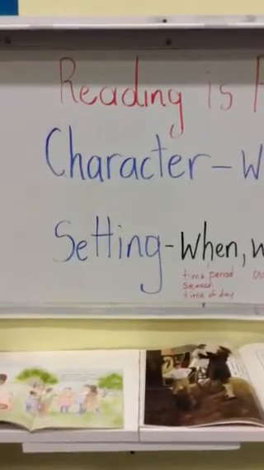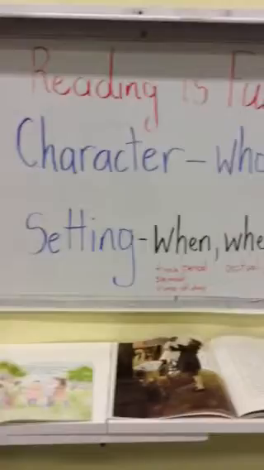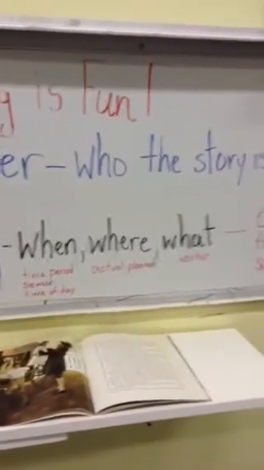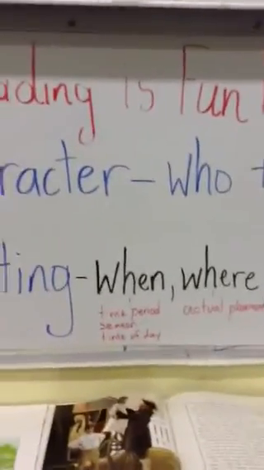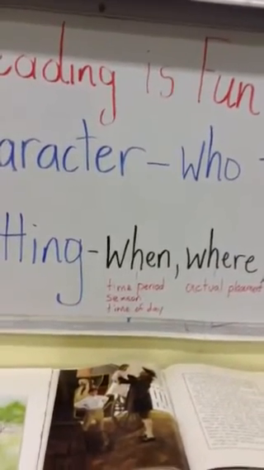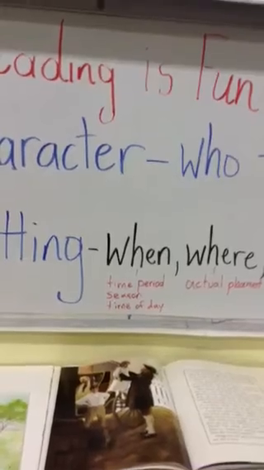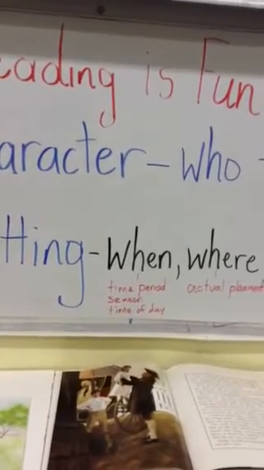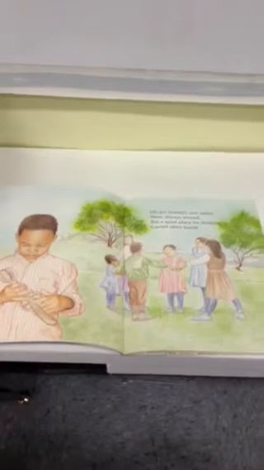Also, we're going to ask for you to spend a little bit of time with setting. That's the when, the where, and the what. When we speak of when, we're talking time period, seasons, times of day. We want our scholars to really start focusing on that in text. For example, I have a book here about Garrett Augustus Morgan. And if you look at the picture, it gives us a lot of information about this particular time period, which also plays into the importance of the story.